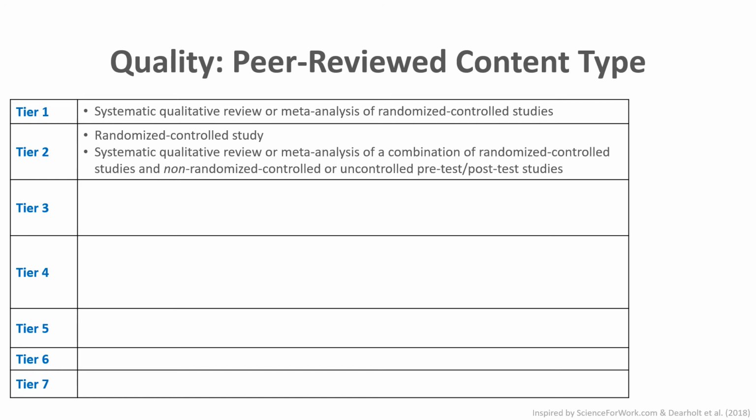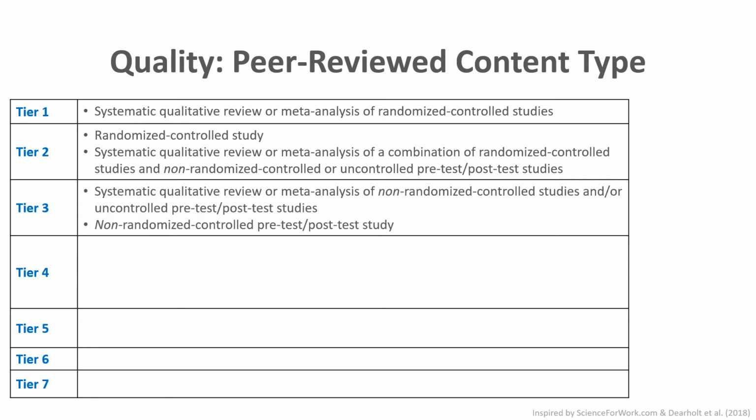Now, Tier 2 is going to be any randomized original controlled study. So any original randomized controlled study where you have a control group is going to fall into Tier 2. Tier 1 is when we have a lot of those that we've now been able to review. In Tier 2, the other type of peer-reviewed content that's relevant is systematic qualitative reviews or meta-analyses of a combination of randomized controlled studies and non-randomized controlled or uncontrolled pre-test, post-test studies.